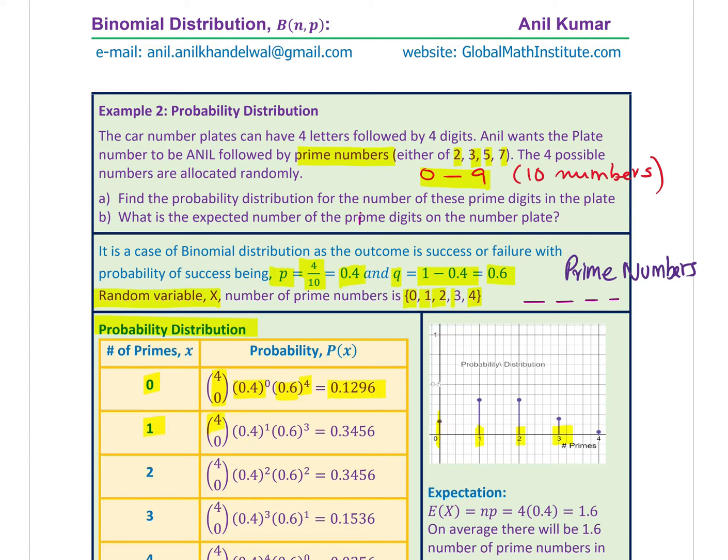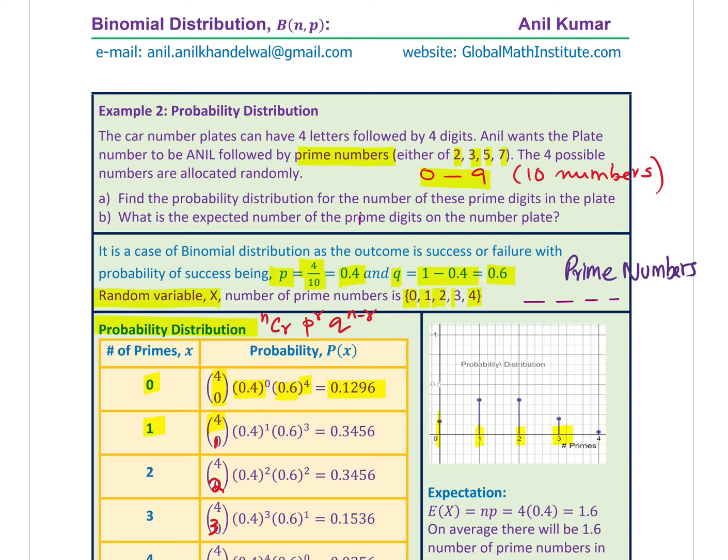One of them is a prime number out of these four: 4 choose 1. Okay, so these values are wrong. This will be 4 choose 1, this will be 4 choose 2, this will be 4 choose 3, and this will be 4 choose 4. The formula applied here is the general formula: n choose r, probability of success to the power of r, and probability of failure to the power of n minus r. That formula is applied to calculate the probability for the number of successes out of 4, and then you get these values shown here, right? Those are the values which you get.